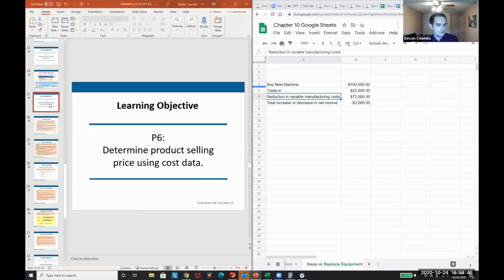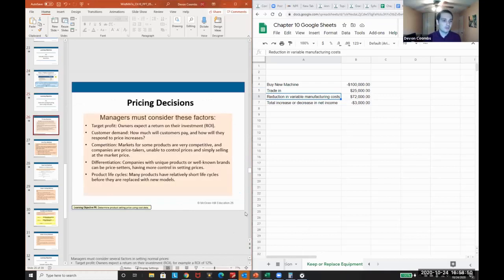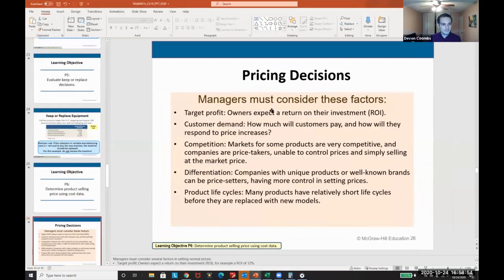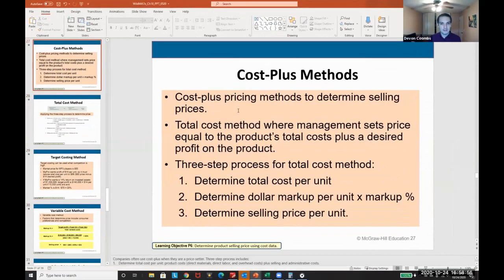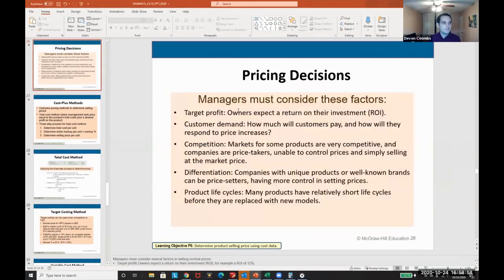Okay, so next one, this one's pretty interesting. How do we determine product selling price using cost data? This is more qualitative, so I'm not going to go into the formulas for a little bit. This is really relevant because I use this in my job every day. We talk about pricing. This is something that you use the rest of your career, so don't forget about this lecture.